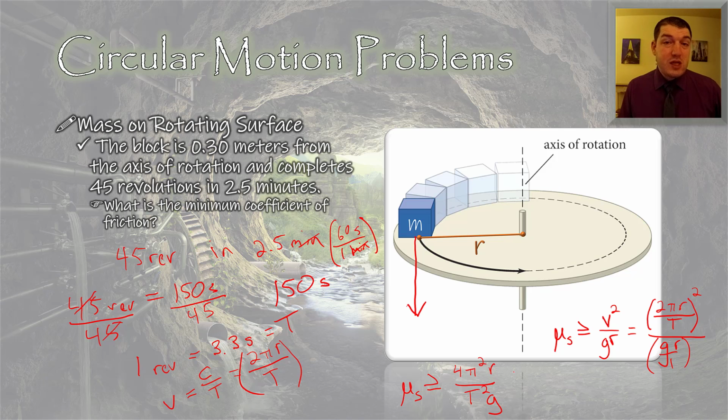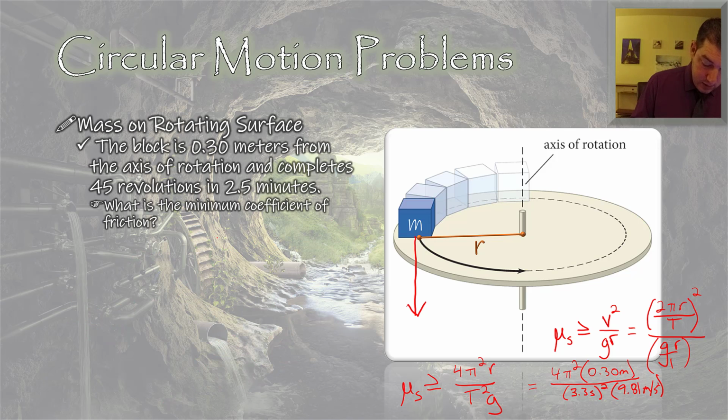We know the radius, and of course we know g, the acceleration due to gravity. It's going to be 4 pi squared times r, which was 0.3 meters, divided by the period, which we figured out was 3.3 seconds, squared, times g, which is 9.81, although a lot of times students will use 10.